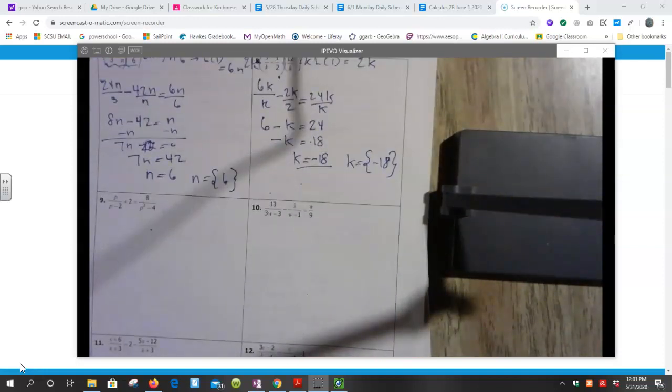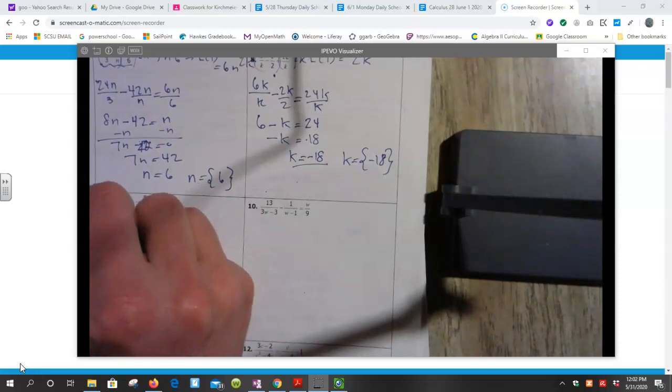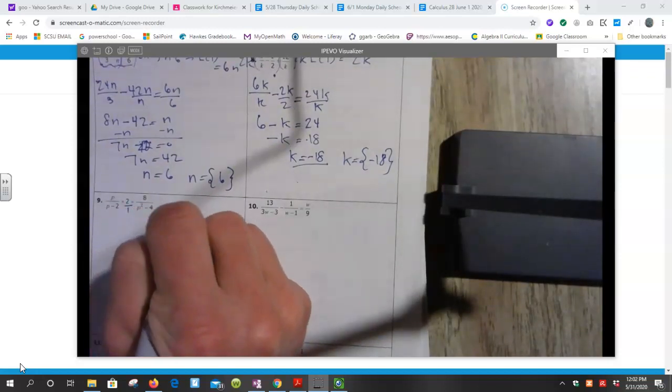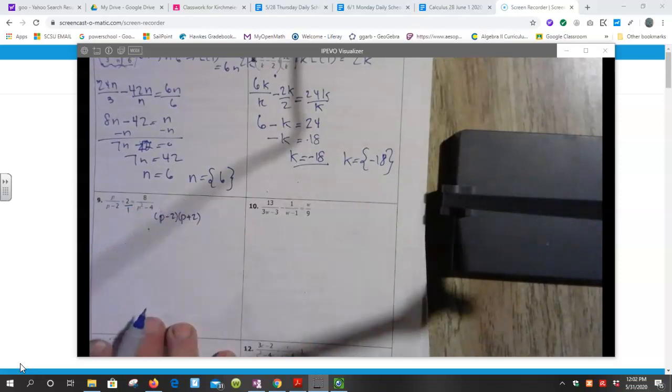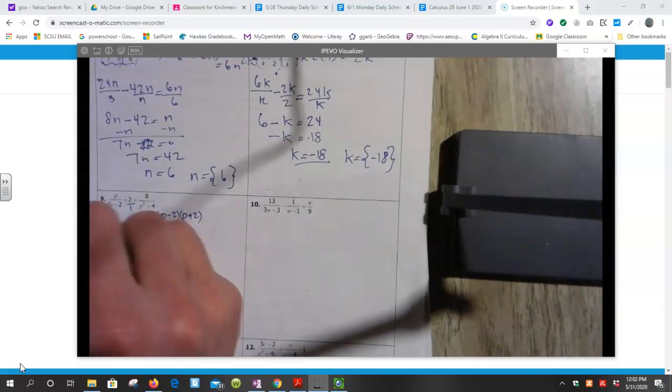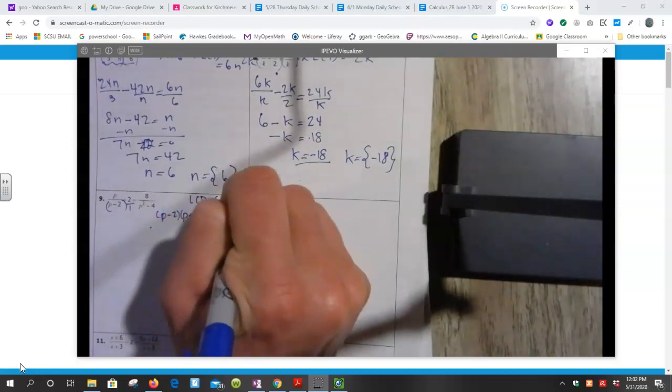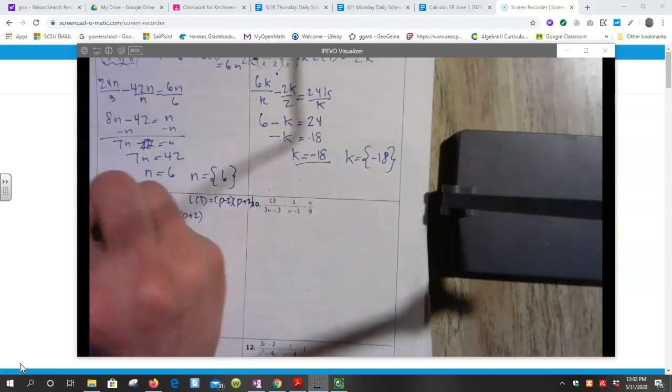Alright, so keep going. Sometimes we could have no solution. We gotta look out for special cases. So keep an eye out for that. So look at all the denominators. Now this factors to p minus 2 times p plus 2. That's the difference of two perfect squares. We have a p minus 2 here. So the least common denominator for both sides is going to be p minus 2, p plus 2. So that's what we multiply both sides by.